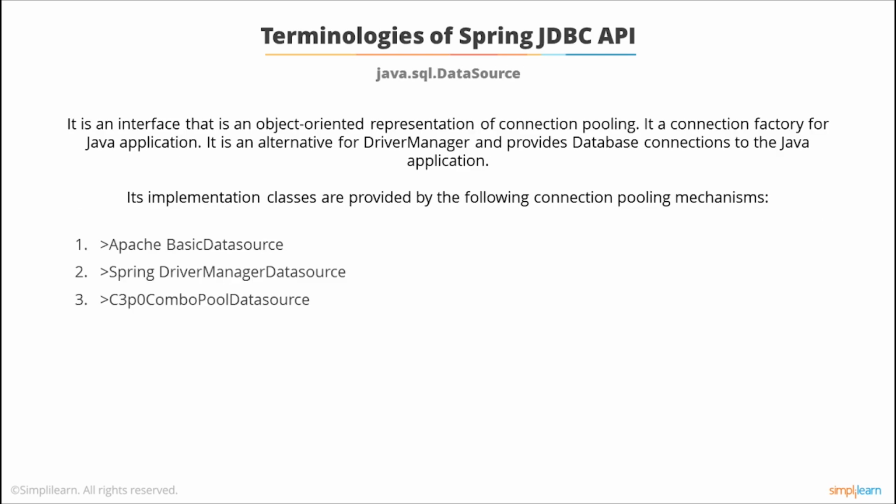It is an interface that is an object-oriented representation of connection pooling. That's what the Java SQL DataSource does. It is a connection factory for Java applications. It is an alternative for driver manager and provides database connections to the Java application. Its implementation classes are provided by the following connection pooling mechanisms: Apache Basic Data Source, Spring Driver Manager Data Source, and C3P0 Combo Pooled Data Source.